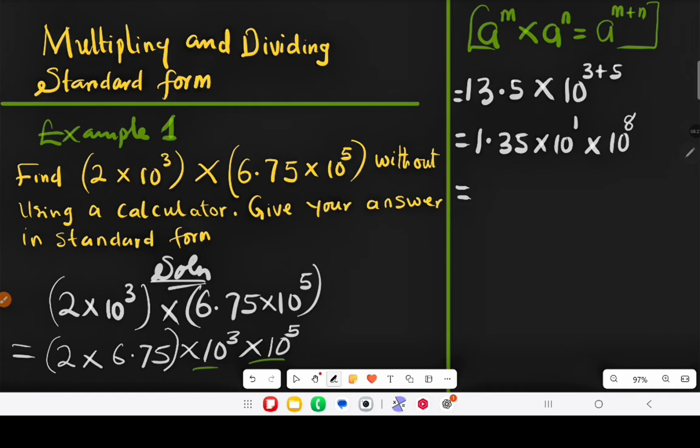If we move further, this is the same thing as 1.35 times. Here we have to apply the multiplication law of indices above again. This will be 10 raised to the power of 1 plus 8. And finally, we have 1.35 times 10 raised to the power of 9 as the answer.